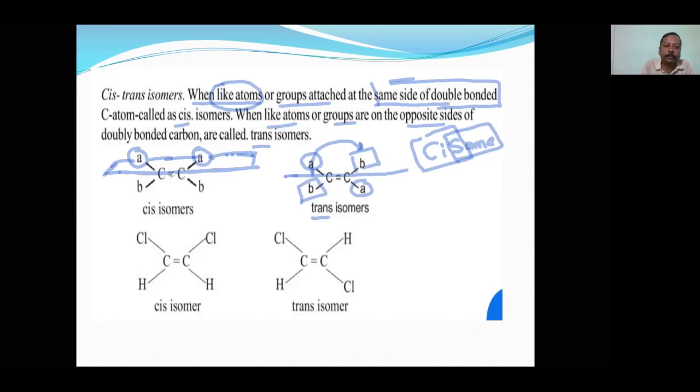Okay, so this is only the general formula I have given. For example, here atoms A are chlorine. So both chlorines lie on the same side with respect to the double bond. And here, with respect to the double bond, the chlorines are on the opposite side. It is not necessary that the other two also must be the same. So these hydrogens may or may not be the same.